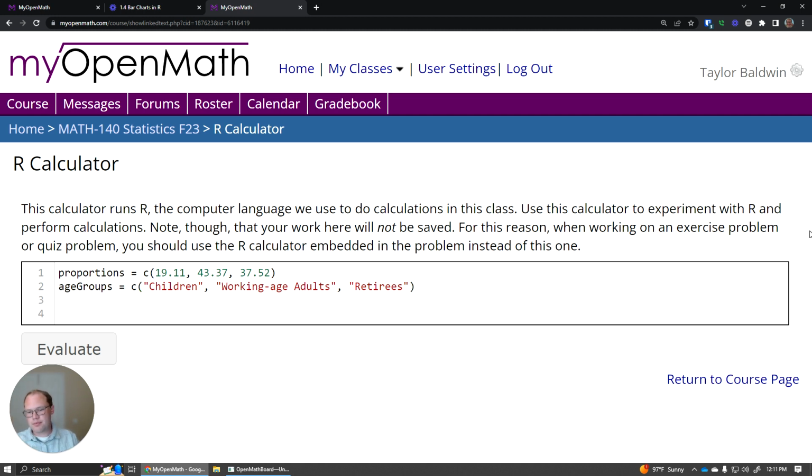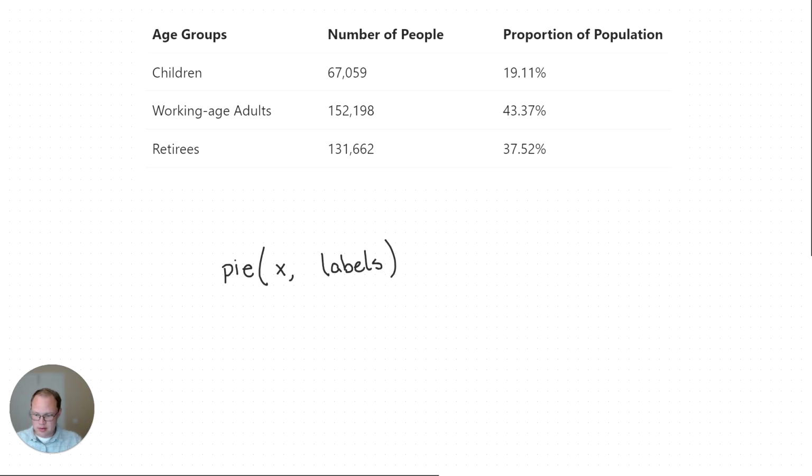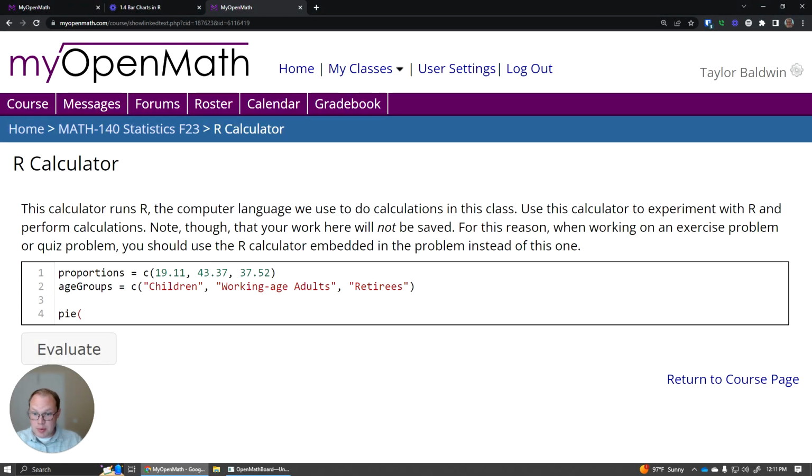Okay? And then finally, we're going to call that pie function. So pie. We're going to start with the size of each slice, that x value. This value right here. That's the size of each slice. That's the proportions. Okay? Now I could write x equals proportions.